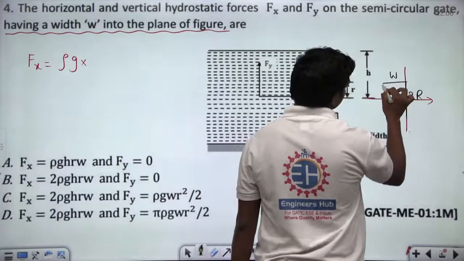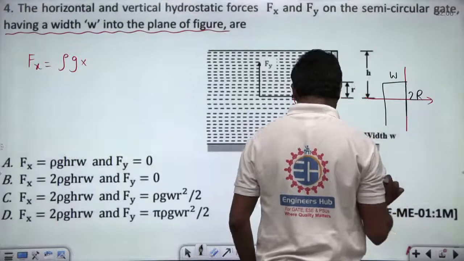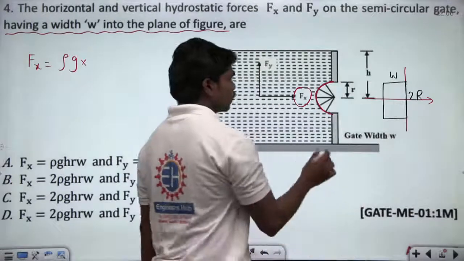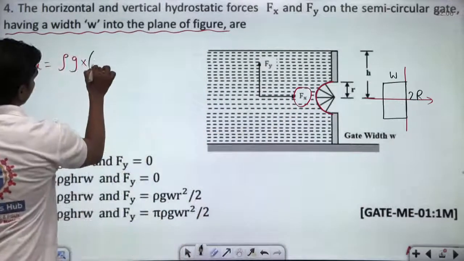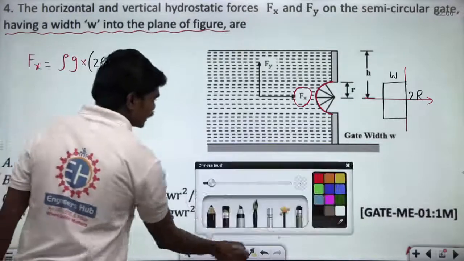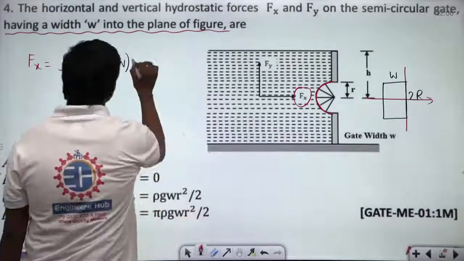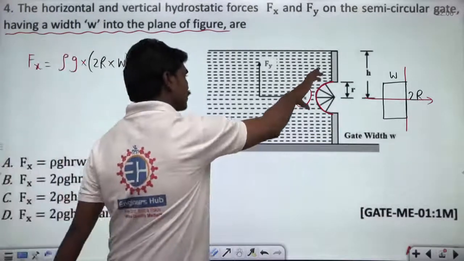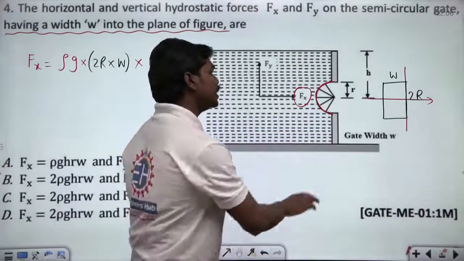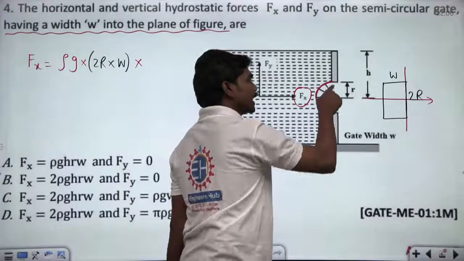So this will be width. Yes, basically this is the width. So the area of that is 2r into w, because the projected area is 2r into w. If you project this semicircle onto a plane which is perpendicular to the x-axis, then you will get a rectangle whose side is 2r.